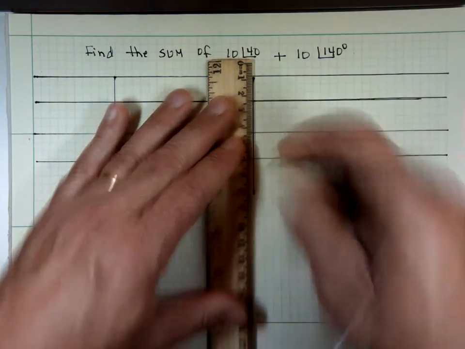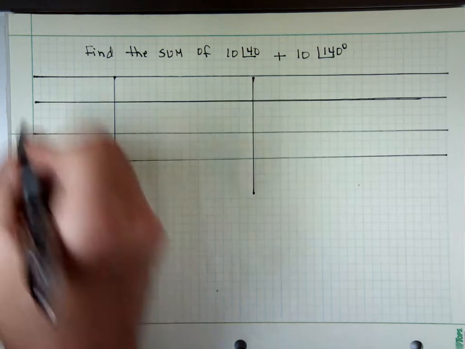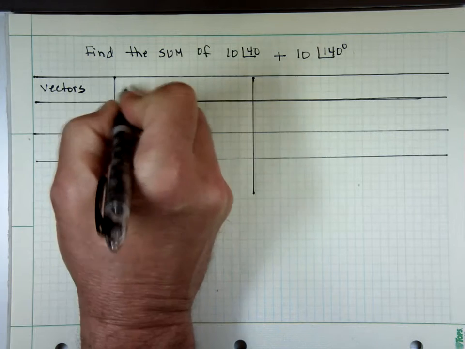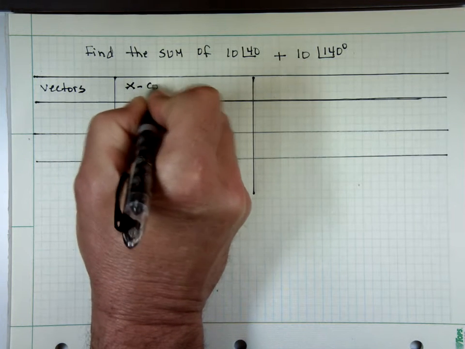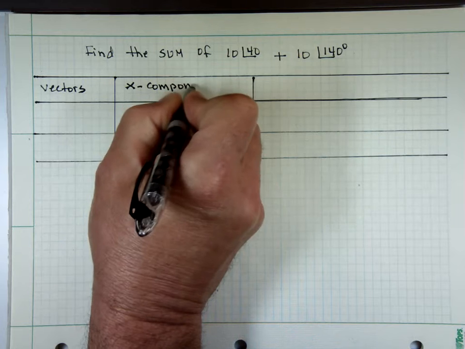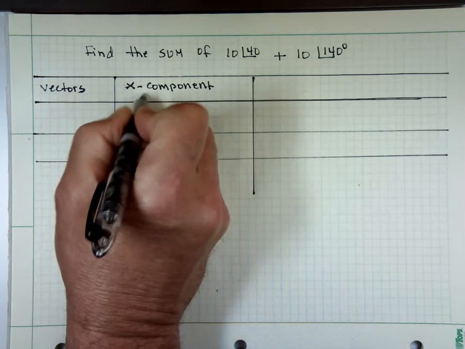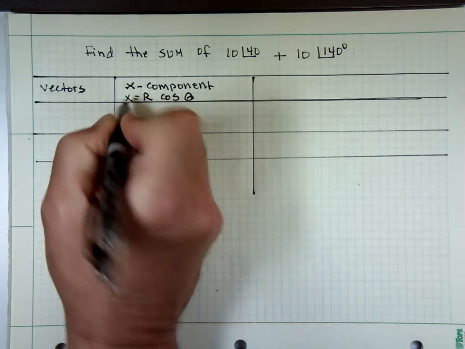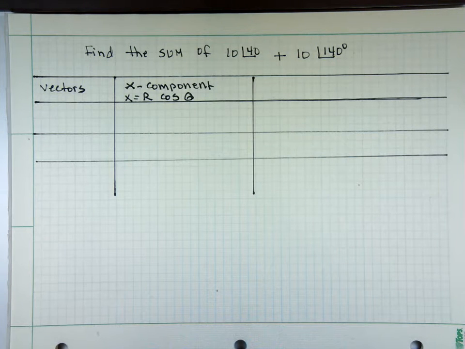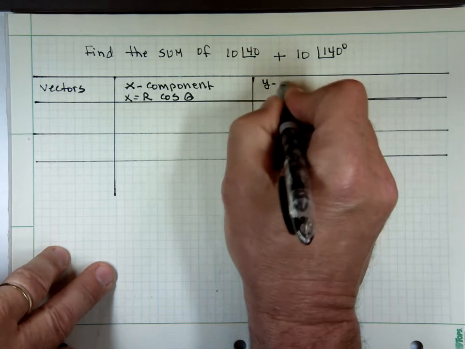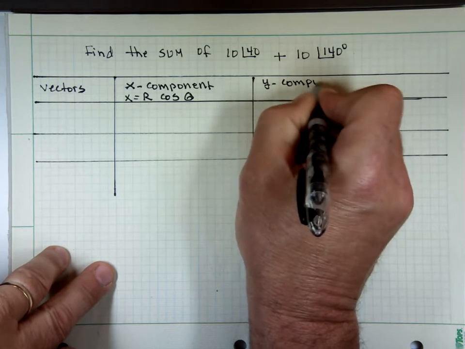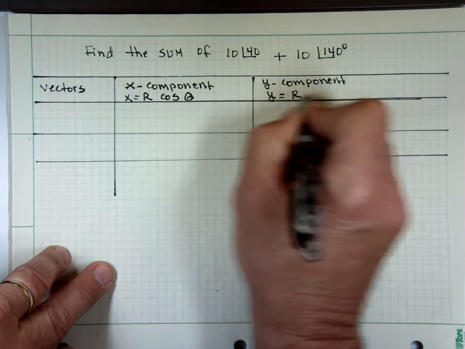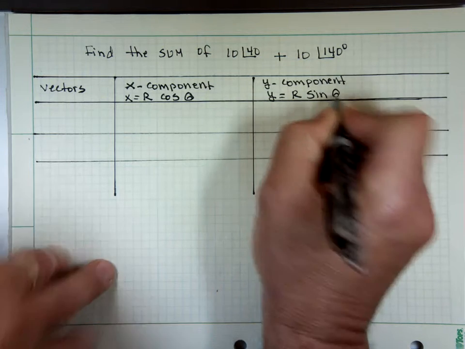The first column, I'm going to write the vectors in it. The second column is going to have the x component, which is r cosine theta. Just a reminder, that's how you find it. The y component. And to find the y component, we use y equals r sine theta. You're going to see me make that table all the time when I'm adding vectors.